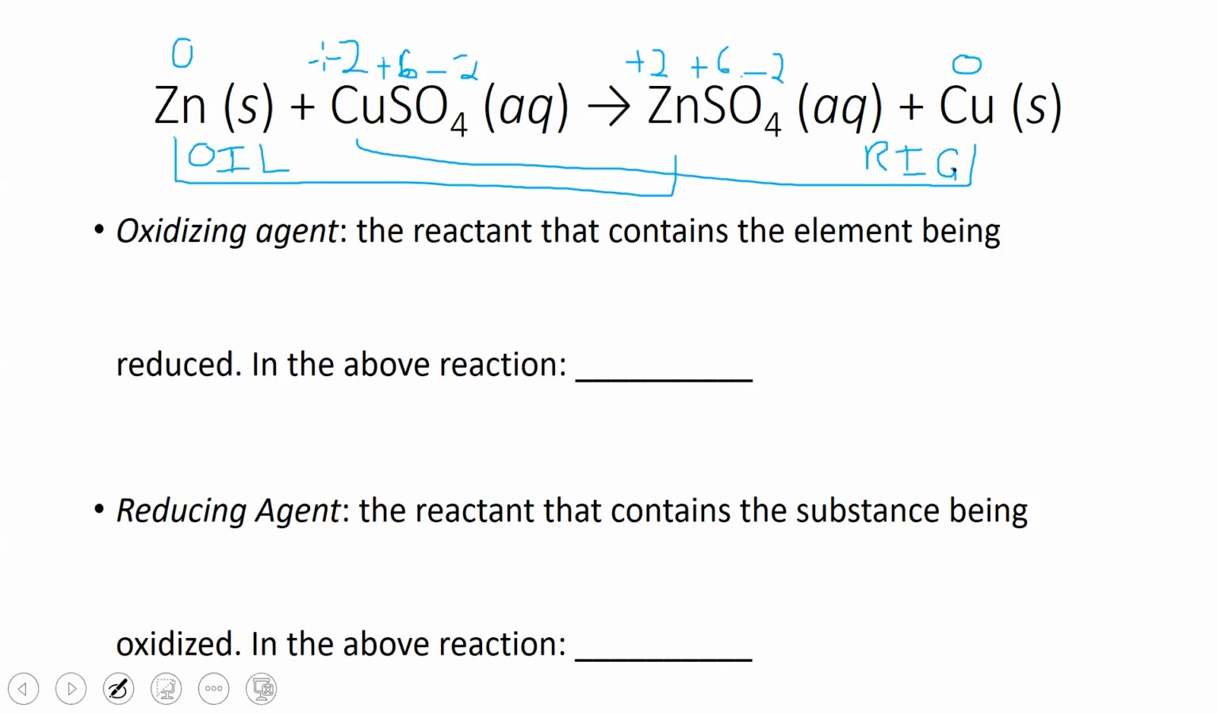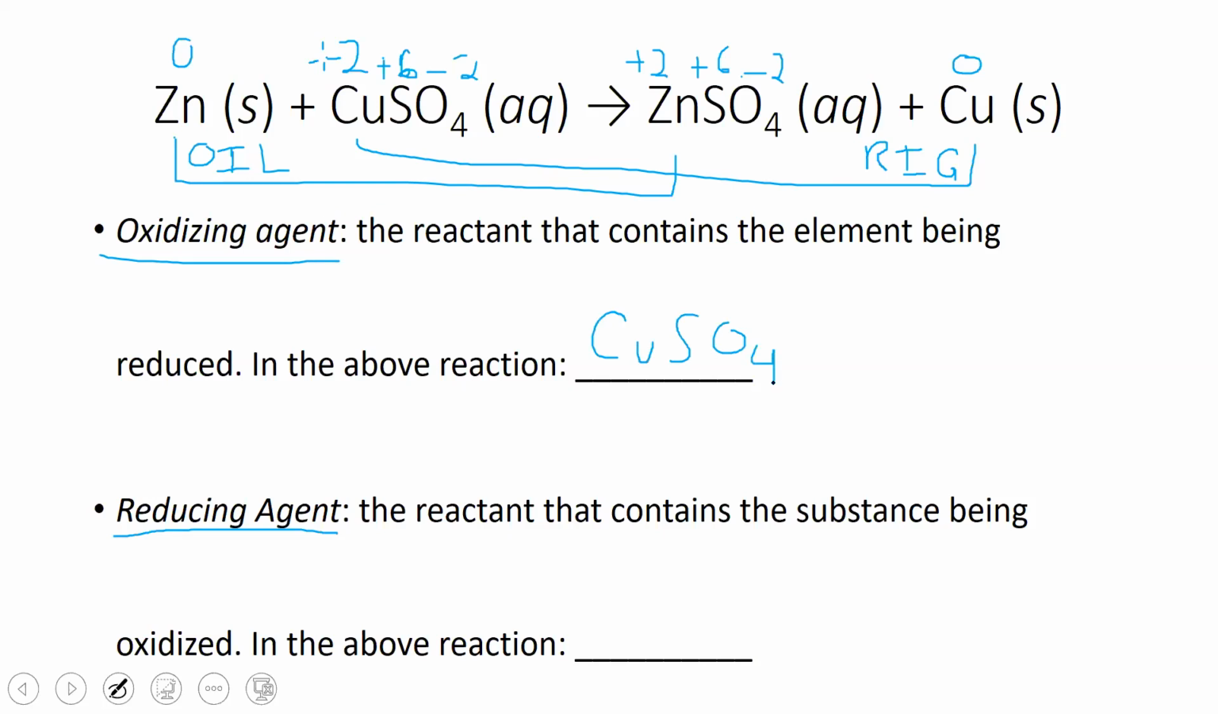Now, one other thing we can add to this is the idea of an oxidizing agent and a reducing agent. The oxidizing agent is the reactant that contains the element being reduced. So it's the thing that does the oxidizing because it's being reduced. In this equation, the element being reduced, of course, is copper. Therefore, the reactant that has copper in it is copper sulfate.